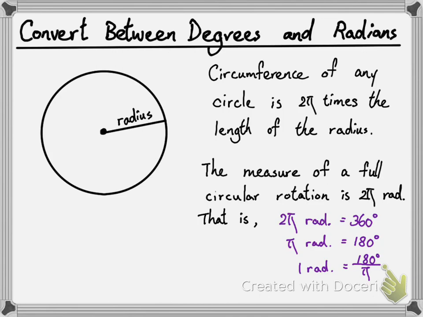The circumference of any circle is 2 pi times the length of the radius. The measure of a full circular rotation is 2 pi radians. And that's it: 2 pi radians equals 360 degrees, and pi radians equals 180 degrees. Therefore, 1 radian equals 180 degrees over pi. We can use the relationship between radians and degrees in our conversion.